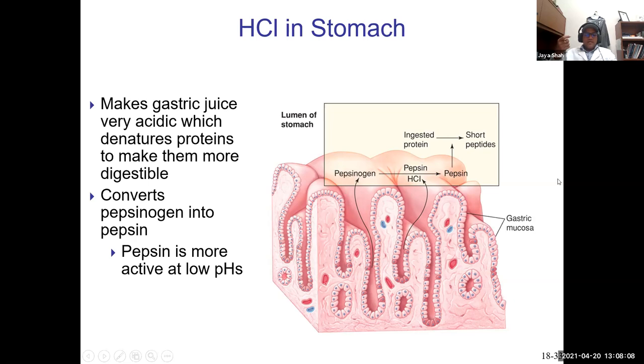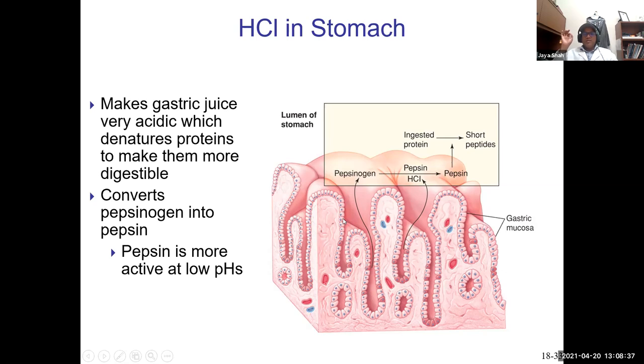If you take a spoonful of acid and put it on your palm, it's going to burn. But you can see that, with that low pH, the stomach epithelium is not burned because there are several protections, okay? So we will talk about that: what are the protections? But first, let's talk about some digestion in the stomach.